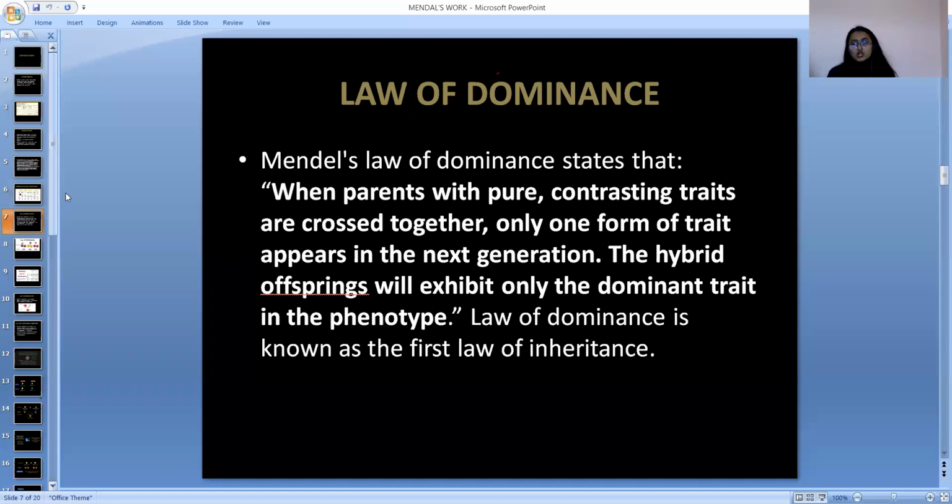Then let's start with the laws. 3 laws. One is the law of dominance. What he said is that Mendel's law of dominance states that when a pair with pure contrasting traits are crossed together, only one form of the trait appears in the next generation. The hybrid offspring will exhibit only the dominant trait of the phenotype.